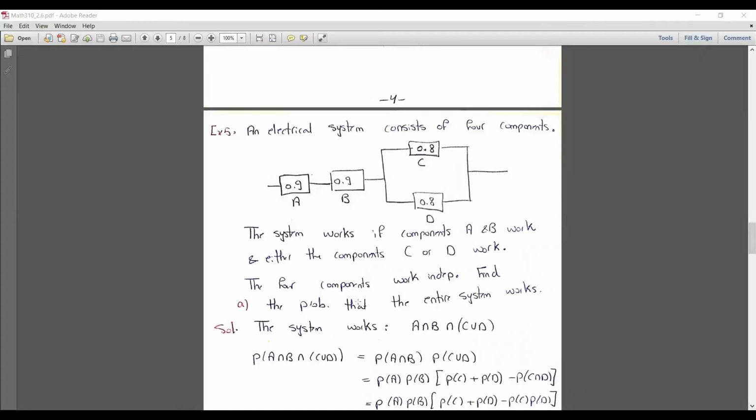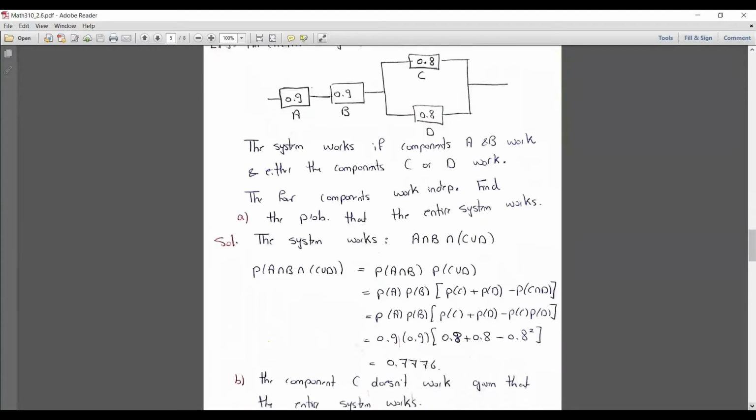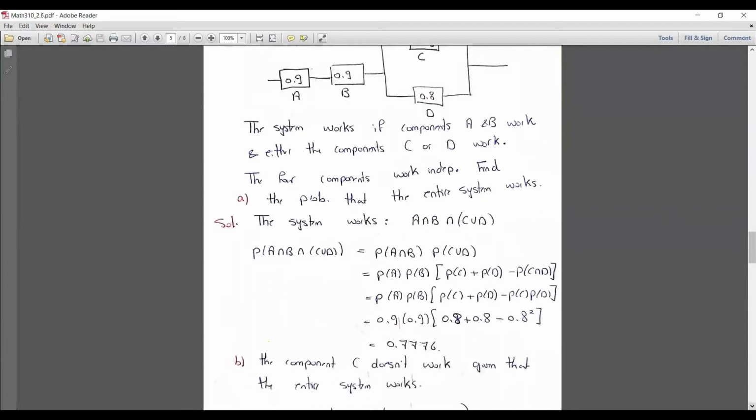And we are saying what? The 4 components work independently. So great. What do we need to find? The probability that the entire system works. So guys, what do we need to find? We need to find A intersection B intersection (C union D).